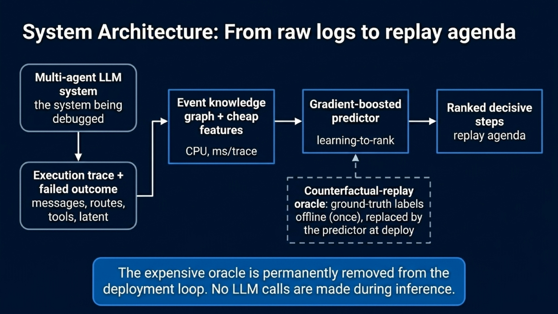Here is our system architecture, flowing from raw logs to a final replay agenda. We take the execution trace from the multi-agent system and feed it into an event knowledge graph using cheap CPU features. This data is then passed to a gradient-boosted predictor trained with a learning-to-rank objective. The critical takeaway here is that the expensive counterfactual replay oracle is only used offline once for ground truth labels. During deployment, the expensive oracle is permanently removed, meaning no LLM calls are made during inference.